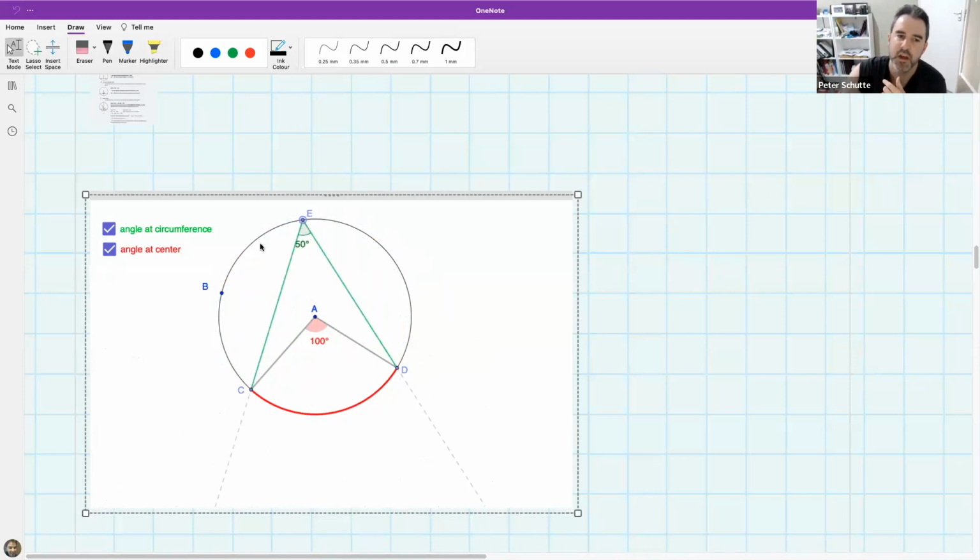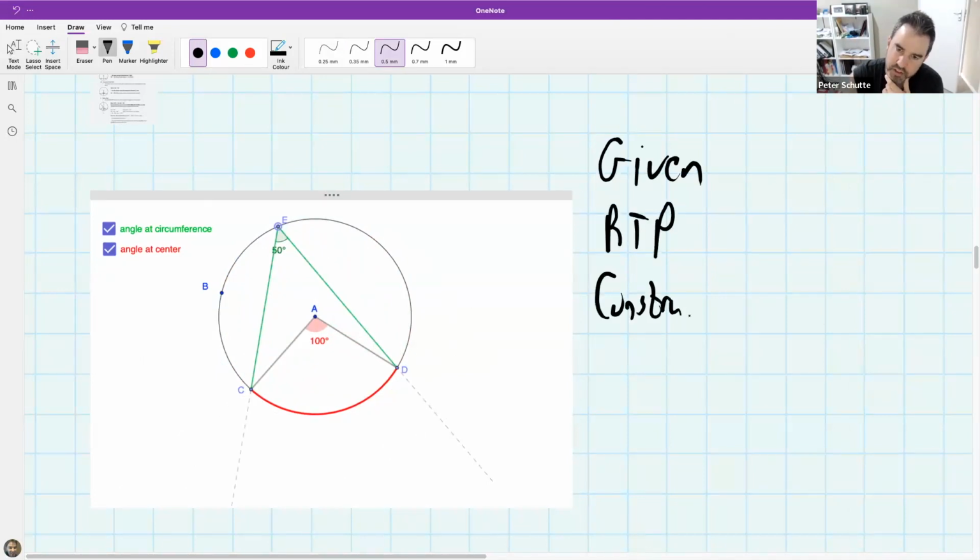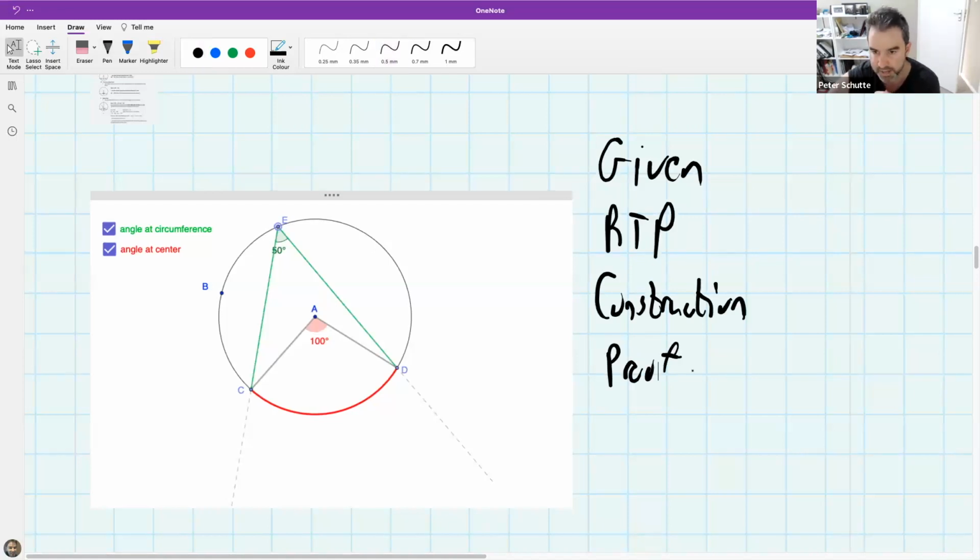Any ideas? Okay, so this is called the angle at the center is twice the angle at the circumference. Remember the steps that we follow when proving something: we've got the given, the required to prove, the construction, and then the proof. So we're going to use that. But the sneaky thing here is, look at this shape. I call this the arrowhead. And if I keep going, notice that it looks like it's falling over.